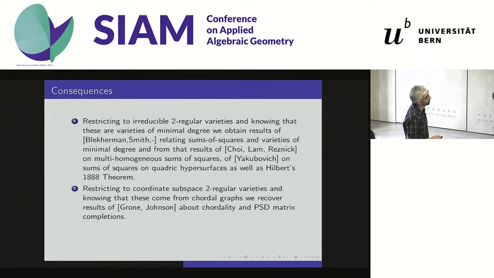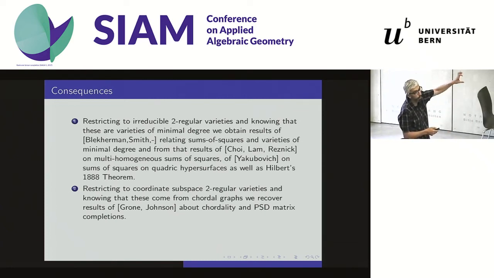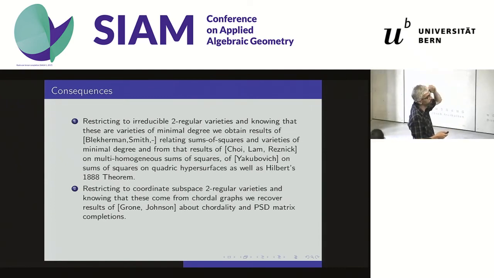This Jakubowicz is a very common and used lemma in control theory. And of course, we can also recover Hilbert's 1888 theorem, and in particular, we can give a geometric explanation to this weird exceptional case that you saw in the previous slide. It turns out to correspond to the Veronese surface in P5.